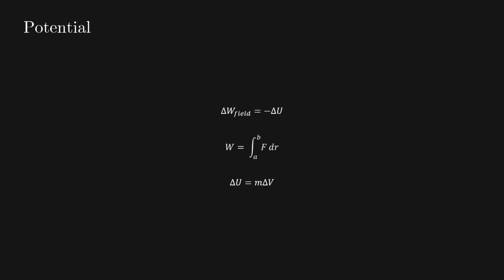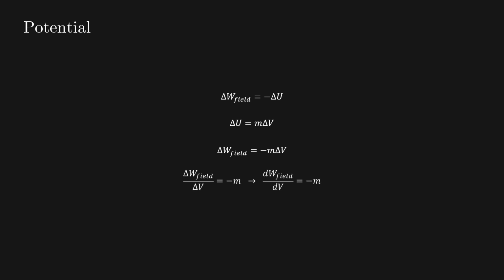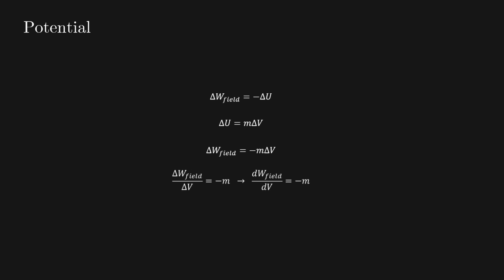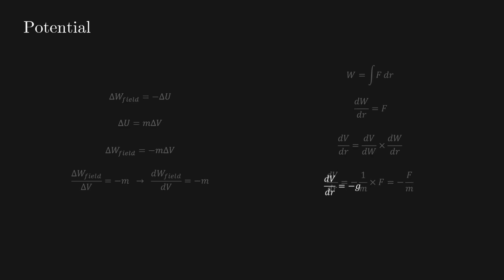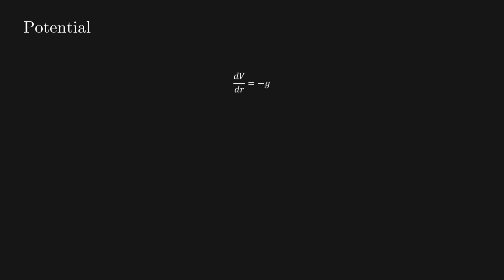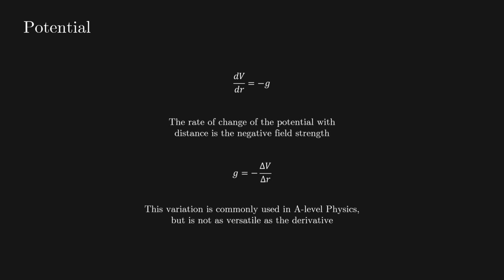If we take the equations we've considered so far, we can derive a very important relationship between potential and field strength. Note that we can convert the change equation into a differential equation, and we can also get a differential equation for force, using the chain rule to arrive at a crucial equation. We can see that the gradient is the negative rate of change of potential with respect to displacement. Note that for A-level physics, the difference equation is sufficient.